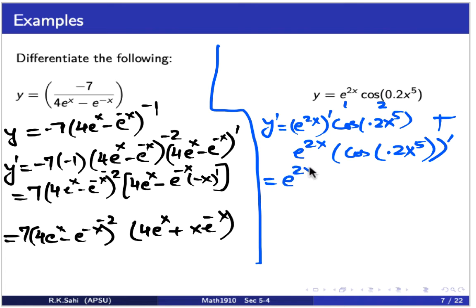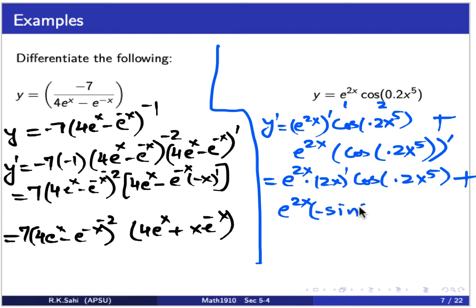Now, e to the power 2x is what? e to the power 2x times the differential of 2x, which is 2, times cosine of (0.2 x to the power 5), plus e to the power 2x times the differential of cosine. Remember it's a chain rule: the inside function is 0.2 x to the 5, the outside function is cosine. This will be negative sine of (0.2 x to the power 5) times the differential of 0.2 x to the power 5.